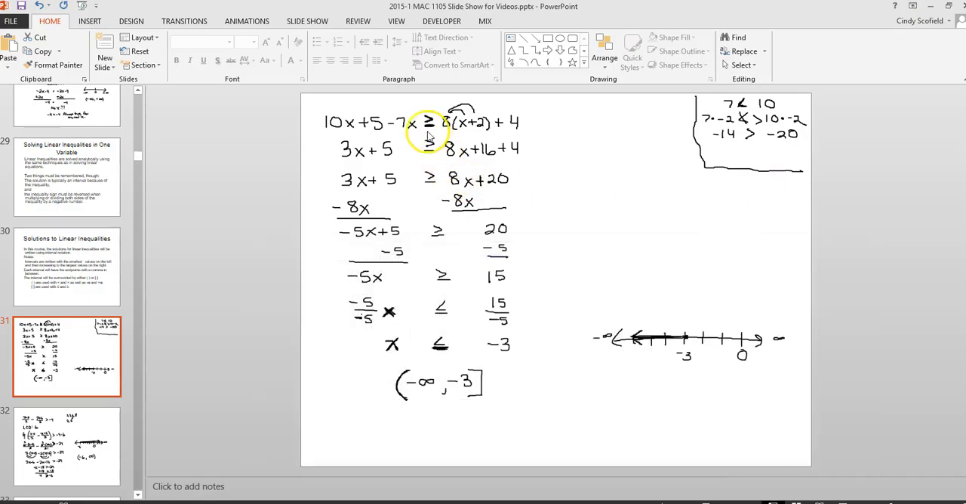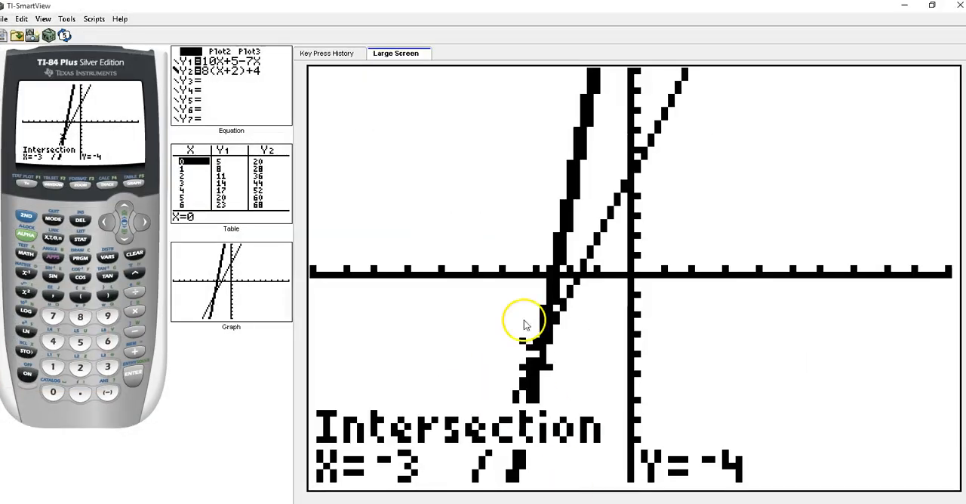Or in the original inequality, where was 10x plus 5 minus 7x greater than or equal to 8 times x plus 2 plus 4? So since we put y1, y2 in, we've got to think about greater than or equal to. So where is y1 greater than or equal to y2? Where is y1 above y2? Well, right here at the point of intersection is a switch. To the right of the point of intersection, the thicker one, y2, is higher than the thinner one, y1. But we want to see where the thinner one is higher than the thicker one. And that is right in here.